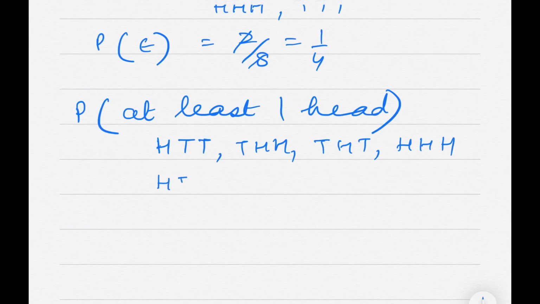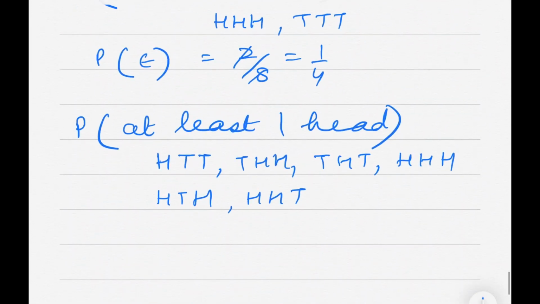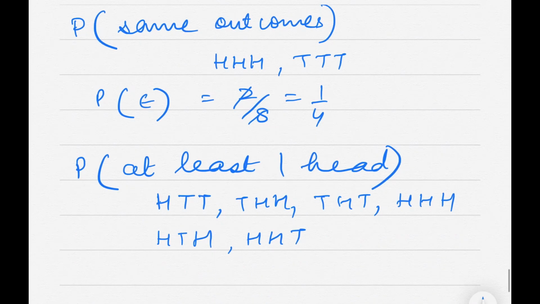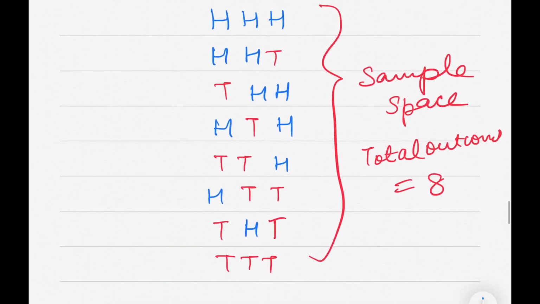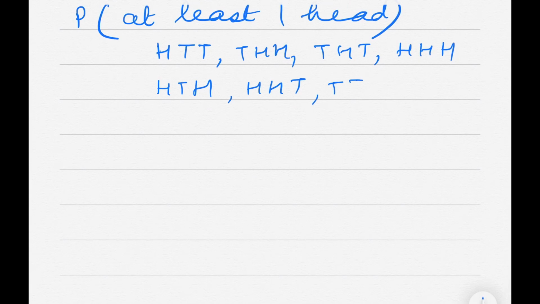Then HTT, THH, then what else? Head, tail, head, that's 1 2 3 4 5, then HHT, so 5, 6. What is left, guys? Let's see which one is left. Head, head, head, HHT, then I have THH, then HTH, TTH. So these are my 7 outcomes. So my probability of this event will be equal to 7 by 8, because total outcomes are 8, and that will be my answer.